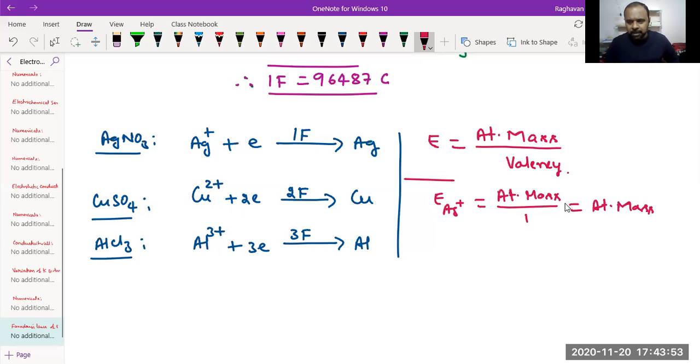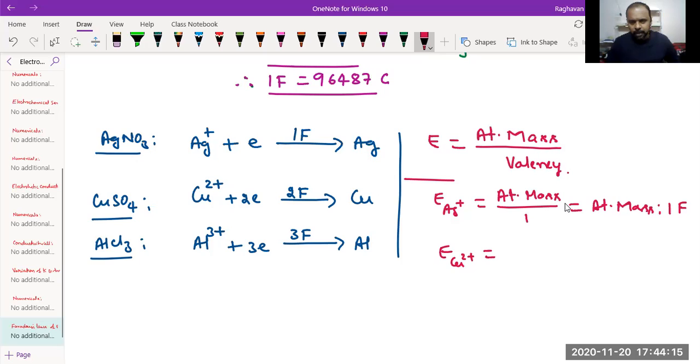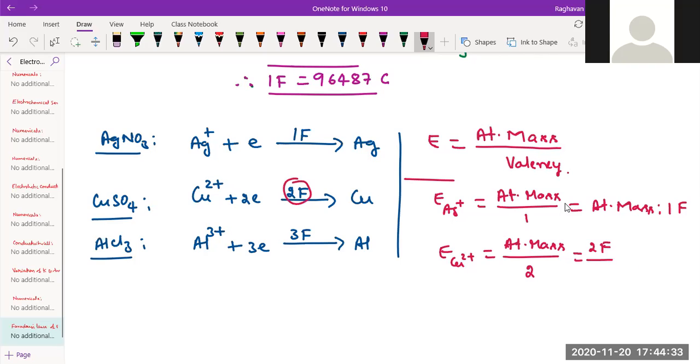Correct, no? So 1 equivalent mass is equal to 1 atomic mass. It is deposited by how many Faraday? 1 Faraday. So 1 Faraday deposits 1 atomic mass of silver, nothing but 1 equivalent mass. Tell me, what is the equivalent mass of copper? Atomic mass divided by 2. So 1 atomic mass is deposited by how many Faraday? You can see here, 1 atomic mass of copper is deposited by 2 Faraday.